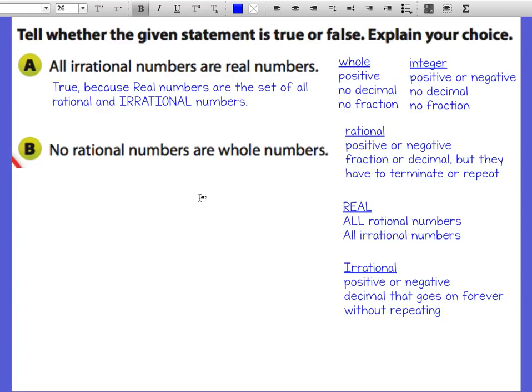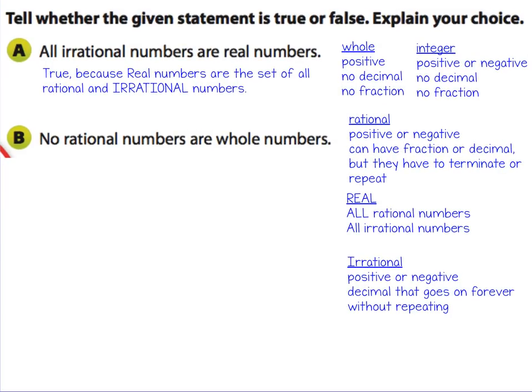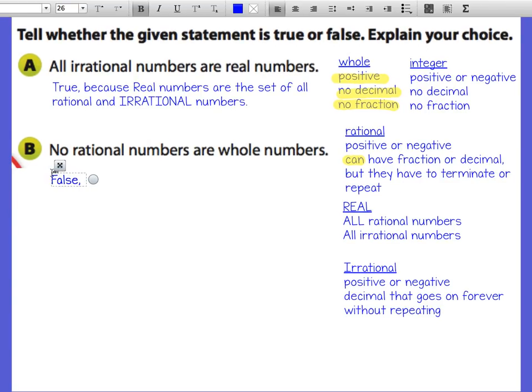No rational numbers are whole numbers. Well, let's take a look at this. To be rational, it's positive or negative, and it can have a fraction or a decimal. It doesn't have to have a fraction or a decimal, but it can have a fraction or a decimal, and it has to terminate or repeat. Whole numbers have to be positive. Since rational numbers don't have to have a fraction or a decimal, they can still be rational without one. So no rational numbers are whole numbers is false.